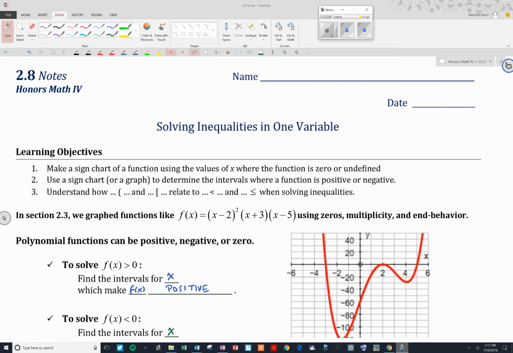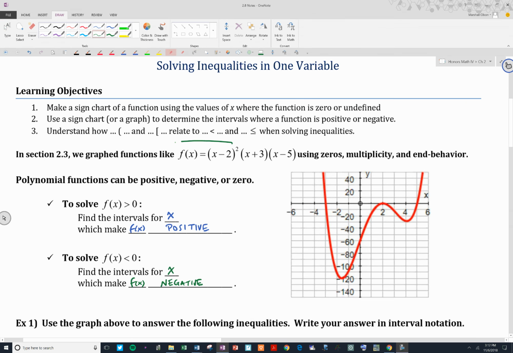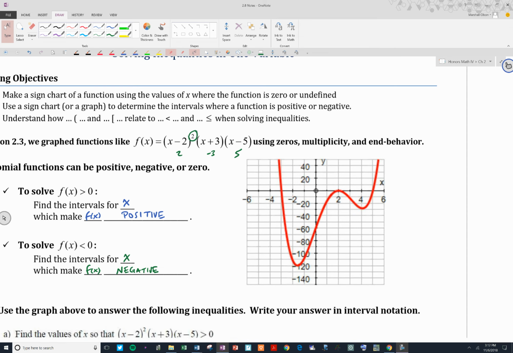All right, today we're going to be taking a look at solving inequalities, polynomial inequalities, and rational inequalities in one variable. So we're going to start with a polynomial function here, f of x equals, and then we have a couple of different factors there. Our zeros from those factors would be 2, -3, and 5. And the zero of 2 would have a multiplicity of 2 because of the square on its binomial. So those are the three zeros that we see in this graph here.